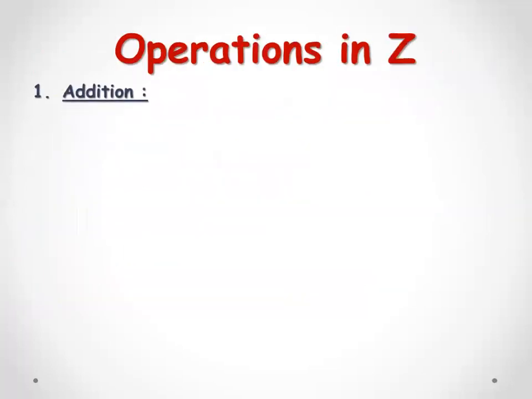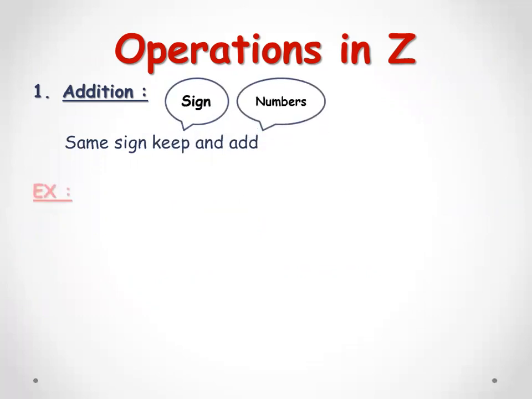Operations in Z. First operation, we have addition. We remember the song? Same sign, keep and add. Keep what? Keep sign. Add what? Add numbers. For example, if I'm having 8 plus 2, I have here two positive numbers. So I'm going to keep the sign, which is positive, and add the numbers. Add 8 plus 2. My answer is 10. If I'm having negative 8 plus negative 2, I'm having here two negative numbers. Okay, so I'm going to keep the negative and add the numbers. Add 8 and 2, and my answer is going to be negative 10.